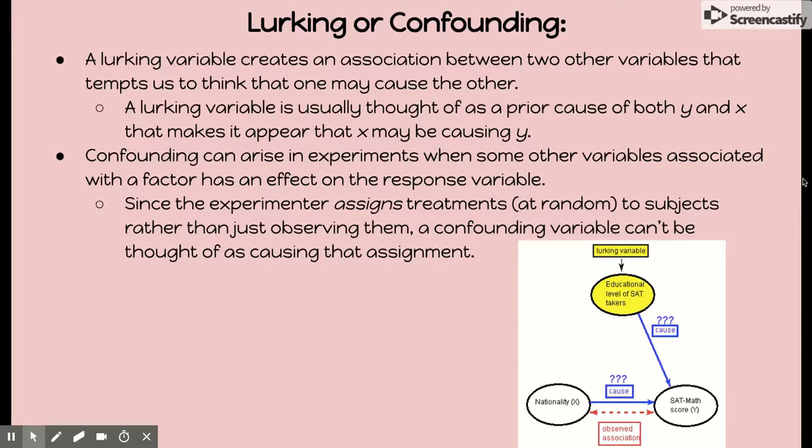Confounding can arise in experiments when some other variable associated with a factor has an effect on the response variable. Since the experimenter assigns treatments to the subjects rather than just observing them, a confounding variable can't be thought of as causing that assignment. A confounding variable is associated in a non-causal way. So basically they just clump confounding and lurking variables together. For the AP exam, just remember that they're basically the same thing, and they are variables not tested in our experiment, but could impact the experiment in some way.